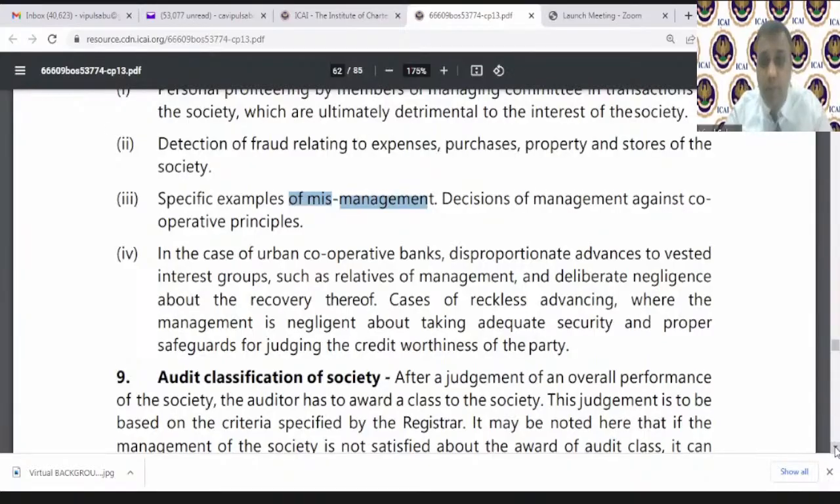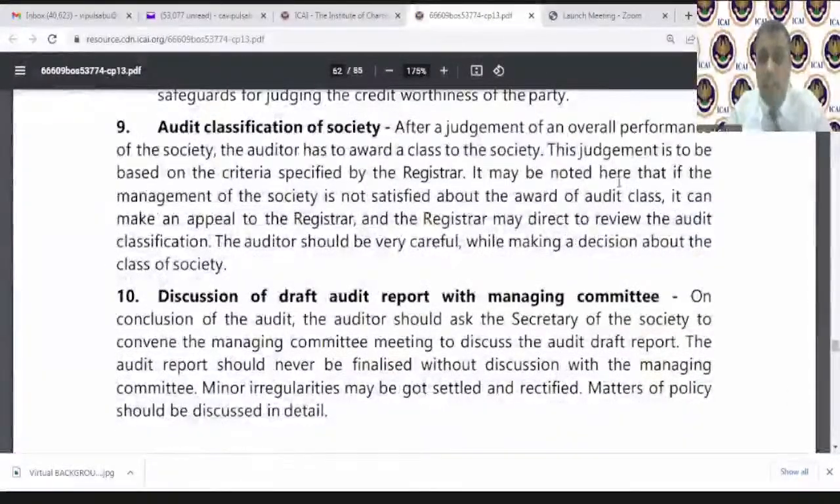The next is audit classification of society. This is a criteria, a class given to the society. After a judgment of the overall performance of the society, the auditor has to award a class to the society. As per the provisions of the act governing the society, the auditor has to award a class. A category, B category, C category, whatever be the class. This judgment is to be based on the criteria specified by the registrar.